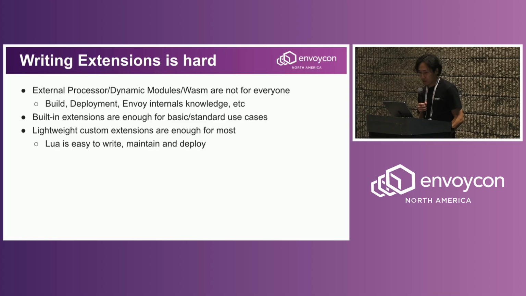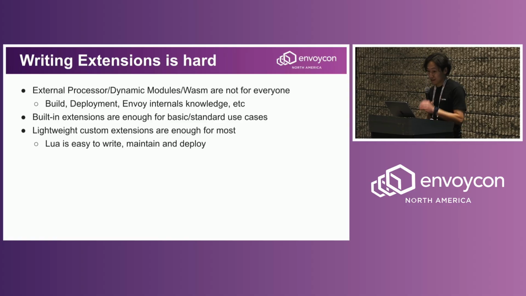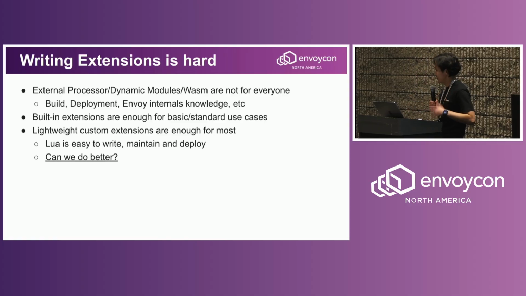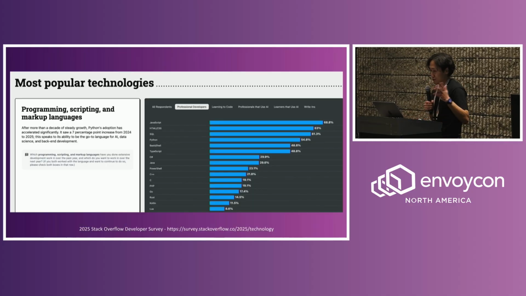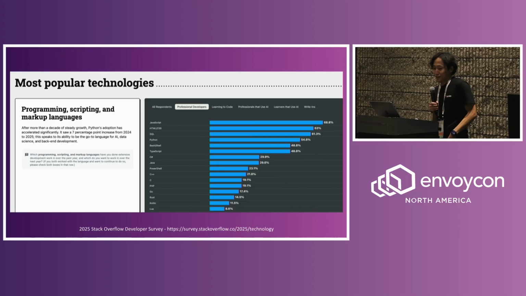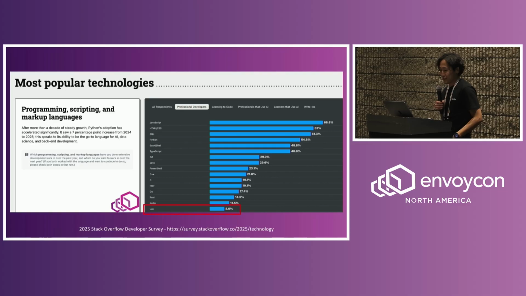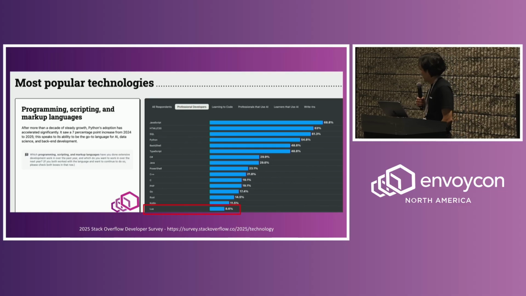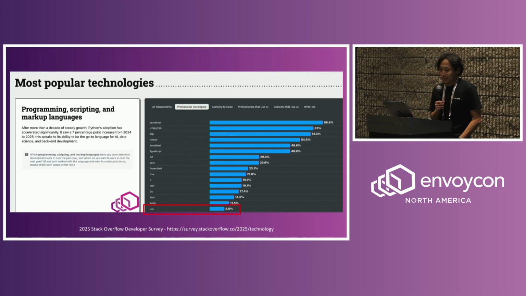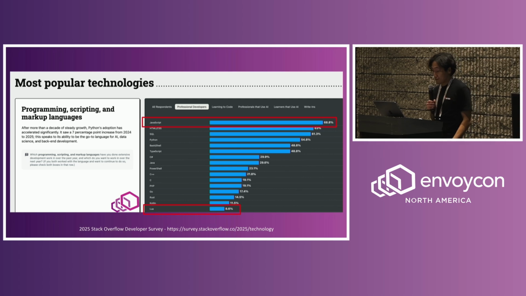But I think the question I would like to ask right now is, can we do better? Is Lua the final choice for that use case? If you take a look at this Stack Overflow developer survey, you'll see Lua at the bottom. It's not that unpopular, but it's not that popular either. So I think the initial motivation was, why don't we just take the most popular programming language and bring it to the Envoy community?